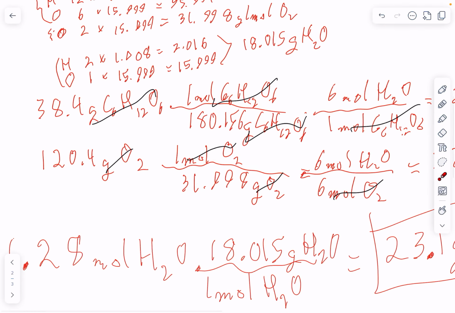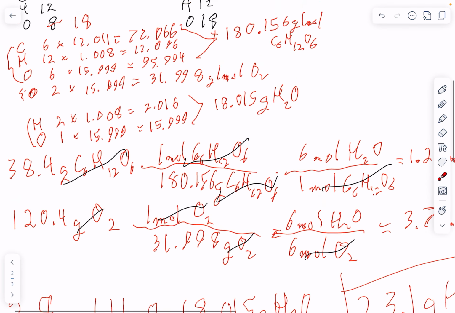Lastly, here's our new piece. So we start off with what we're given, 38.4 grams of glucose. We want to convert from grams to moles. So we go grams, divide by grams. This is the molar mass of glucose, 180.156 grams of glucose. Moles of glucose go on top.